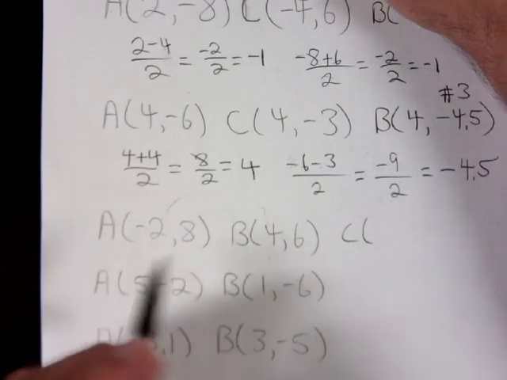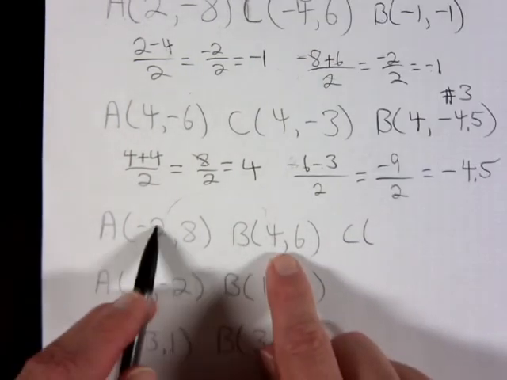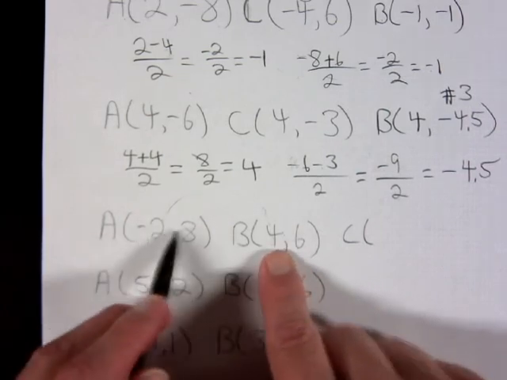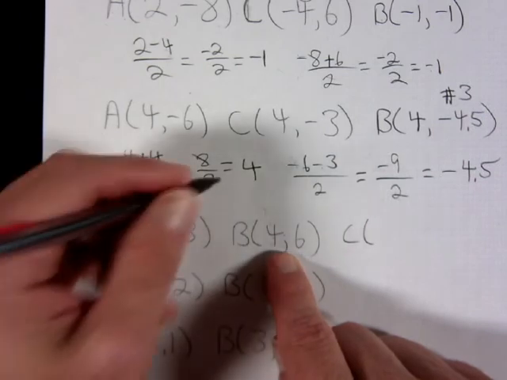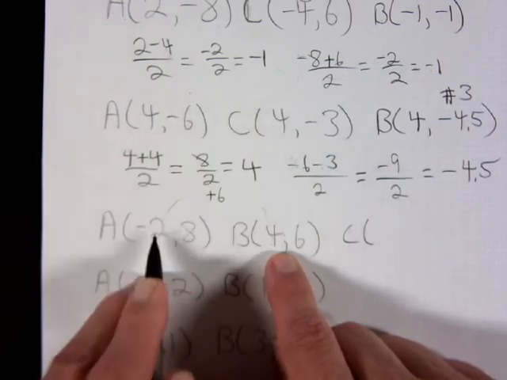Okay, so here's the deal. From -2 to 4, are you going up or are you going down? That's what you've got to think about. From -2 to 4, you're going up, and you're going up by how much? You're going up by 6.